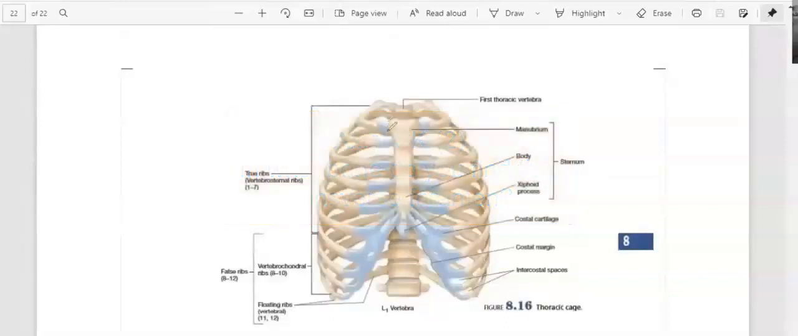This bone is going to be the sternum. The top part is going to be the manubrium. The middle is going to be the body. And the bottom part is going to be the xiphoid process. So right here you have the rib.